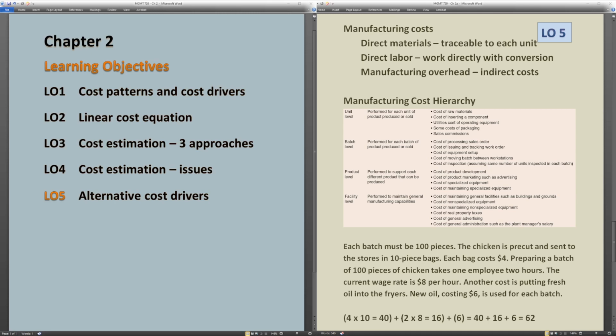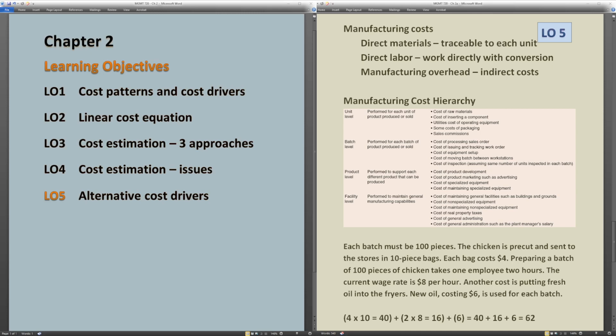Let me give you a basic example from one of the questions. Now that I remember, there are two questions. Each batch must be 100 pieces. The chicken is pre-cut, so this has to do with some sort of chicken retail. The chicken is pre-cut and sent to the store in 10-piece bags. Okay, so 10-piece bags, 100 pieces, that must mean there are 10 bags.